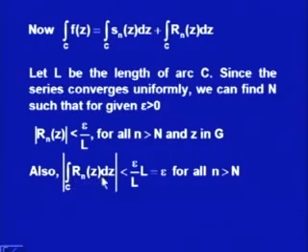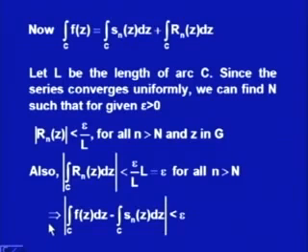So, the integral of R_n(z) dz, taken with its modulus, will be less than epsilon by L times the length of the curve C, which is L. So, this is less than epsilon for all n greater than N, and this implies that the integral of f(z) dz over the curve C minus the integral of S_n(z) dz over C is less than epsilon. This proves our result that term by term integration is possible.